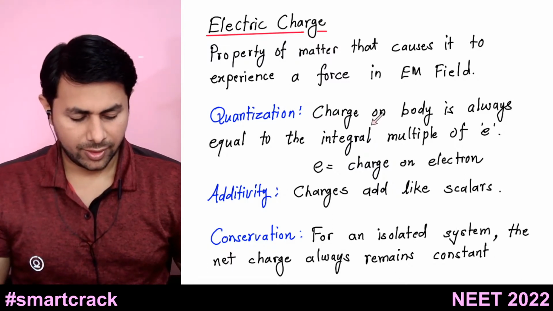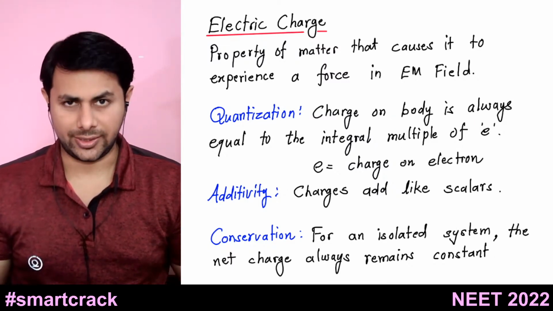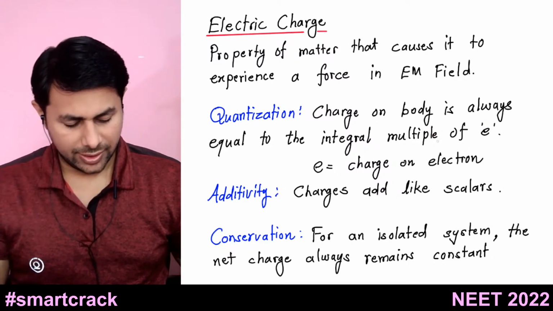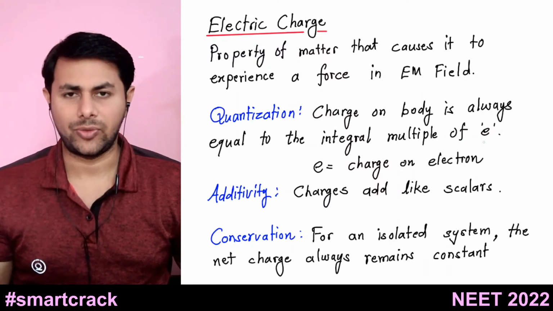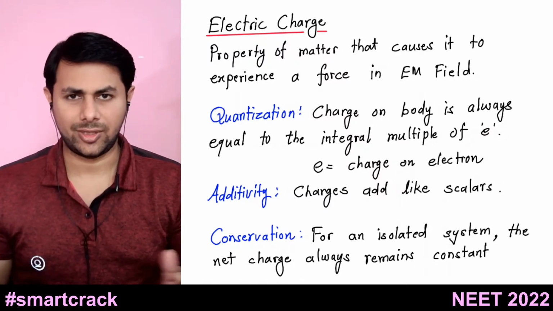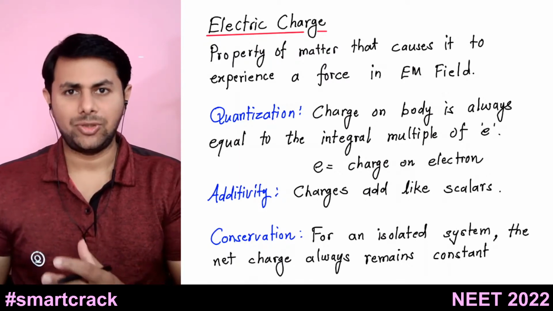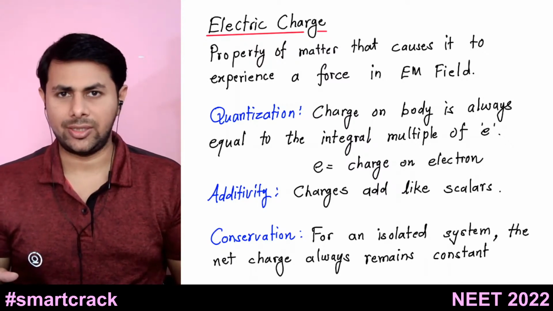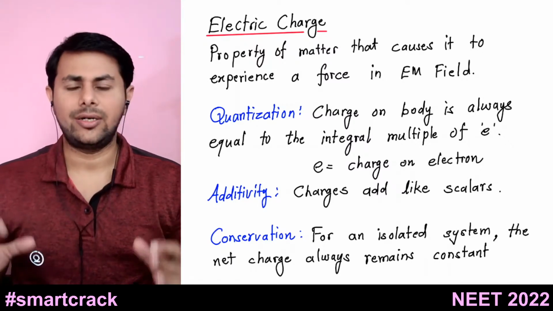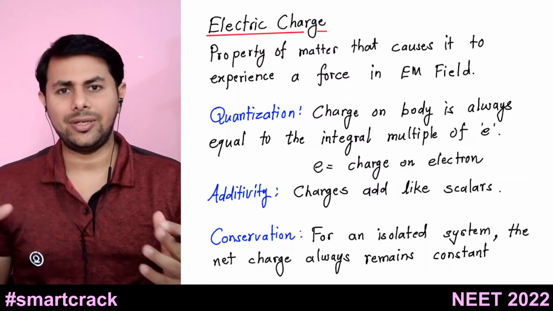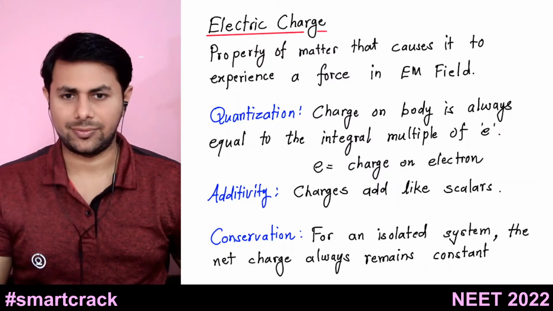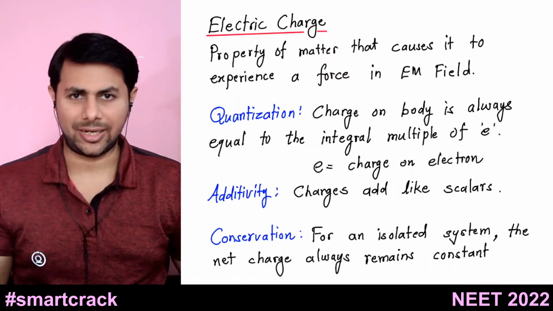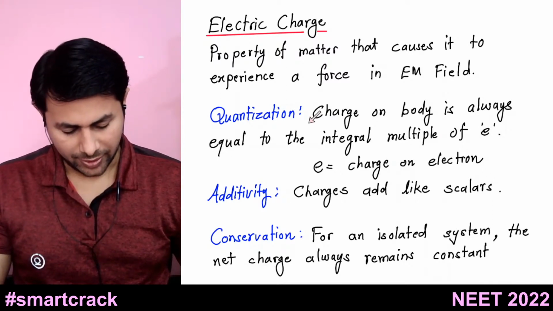So the first property is that charge on a body is quantized. Electric charge is always quantized, and it always comes in integral multiples of e. So what is e? e is the charge on an electron. We know that the charge on bodies appears because of the transfer of electrons, either from the body to another body or from another body to that body. That's why the charge on any body will be an integral multiple of the charge on an electron. Charge is always the excess or lack of electrons. So that is quantization.